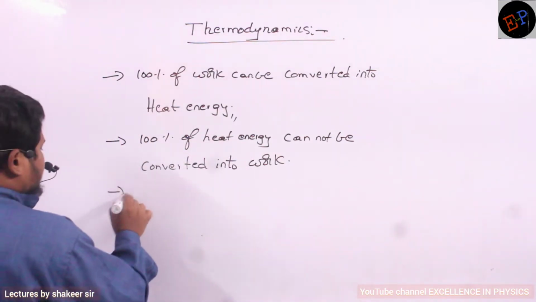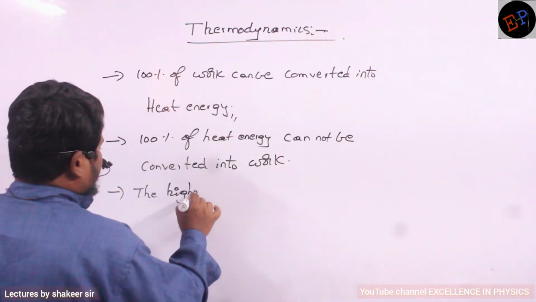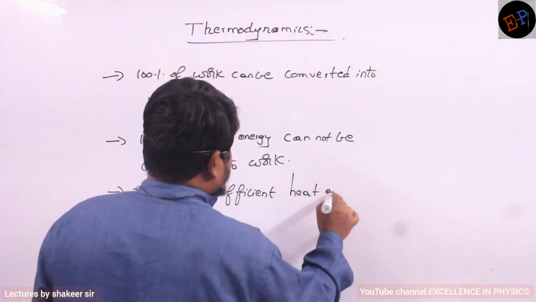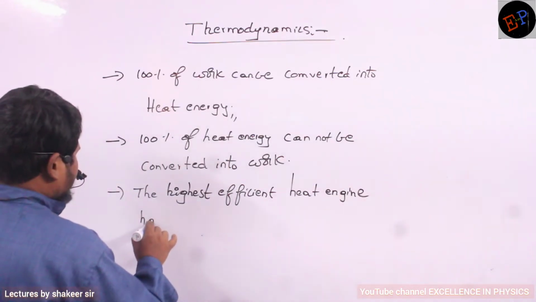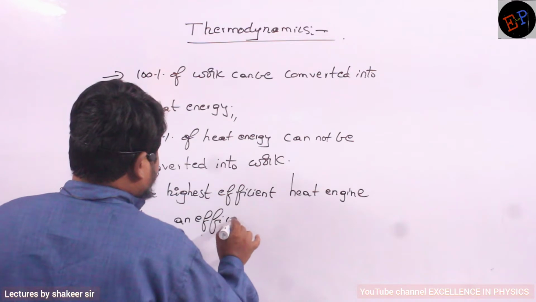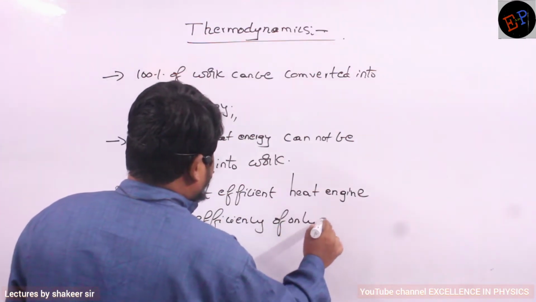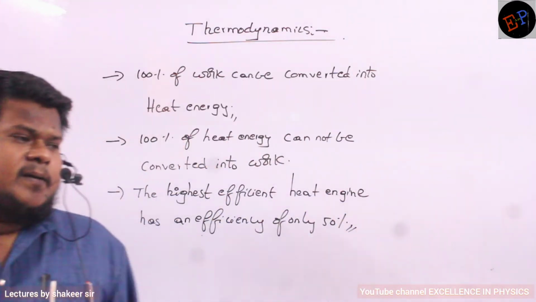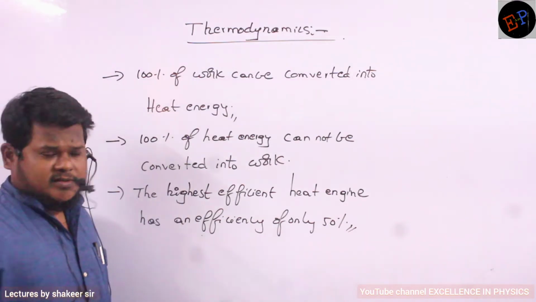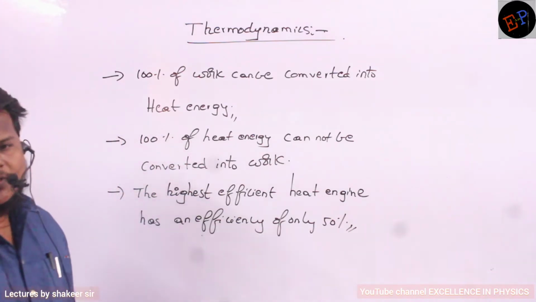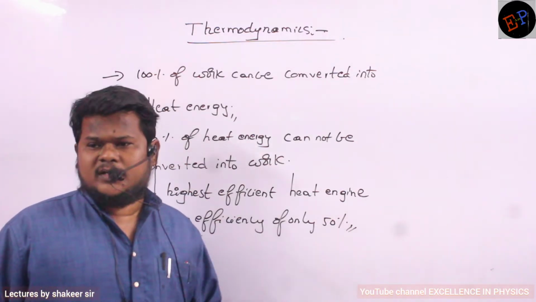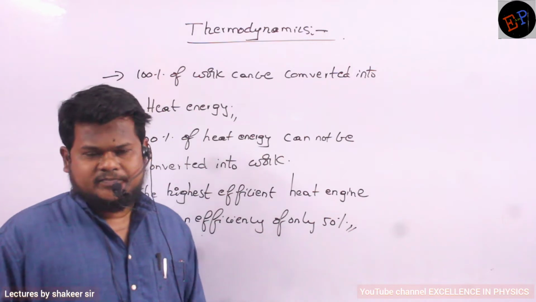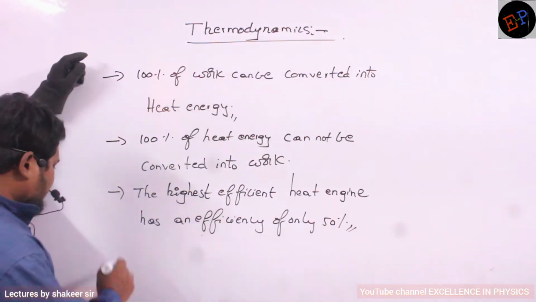So the highest efficient heat engine has an efficiency of only 50%. What is meant by heat engine? It converts heat energy into work done. The engine which has the highest efficiency of all the heat engines has an efficiency of only 50%. It means 50% of heat you can convert into work, and the remaining 50% must be wasted. That remaining 50% will be released into the atmosphere. Are you able to understand? This is one point.